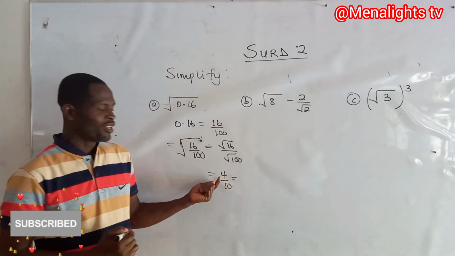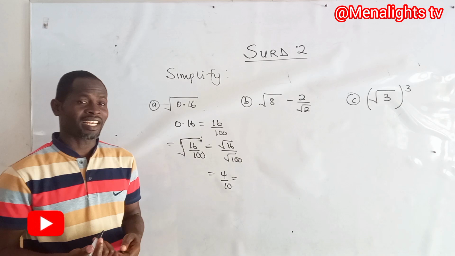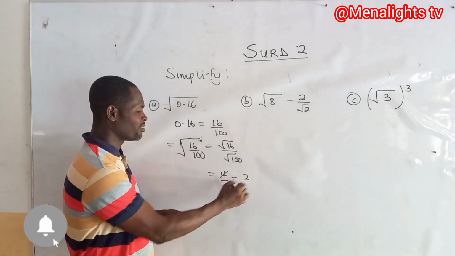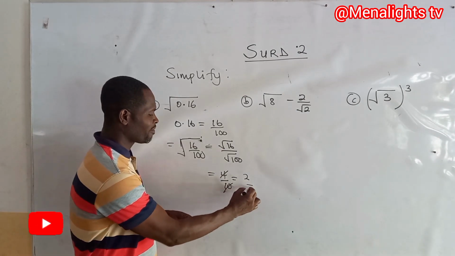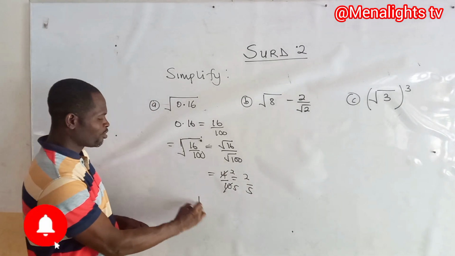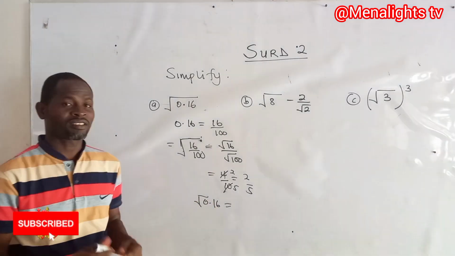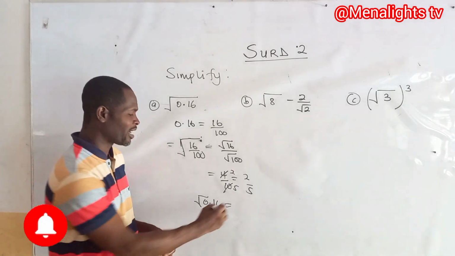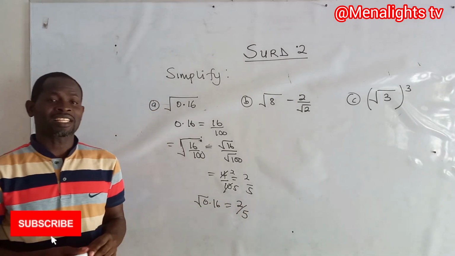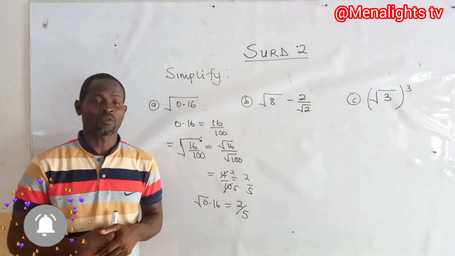So here 4 and 10 can be simplified into the smallest form. So 2 will go here 2 times and 2 here 5 times. So we can say that the root of 0.16 is the same as 2 out of 5. We take another example on this before we move to the second one.